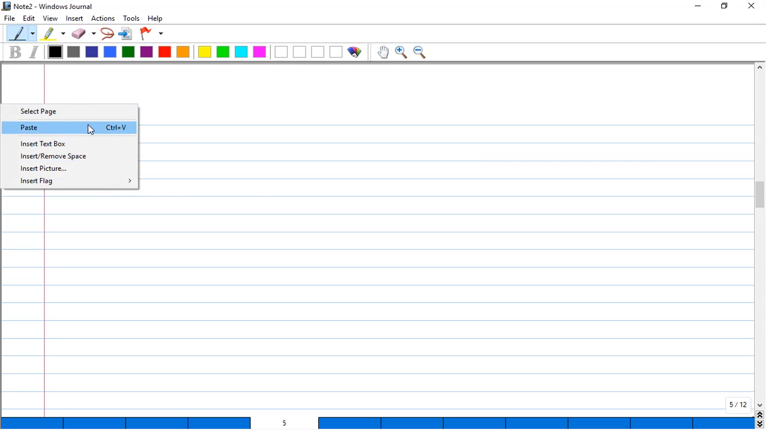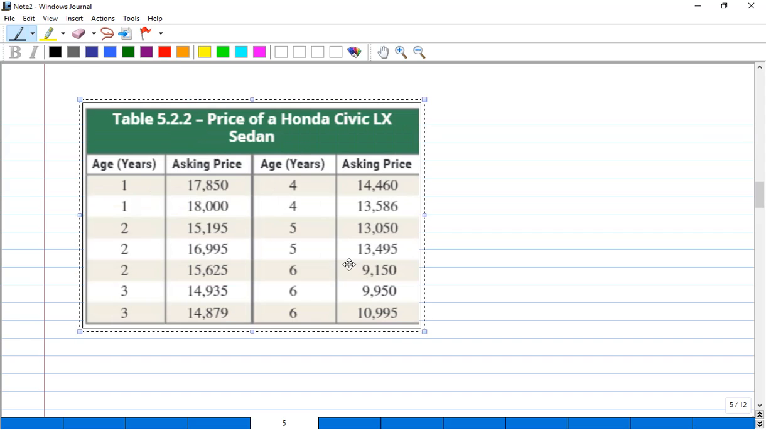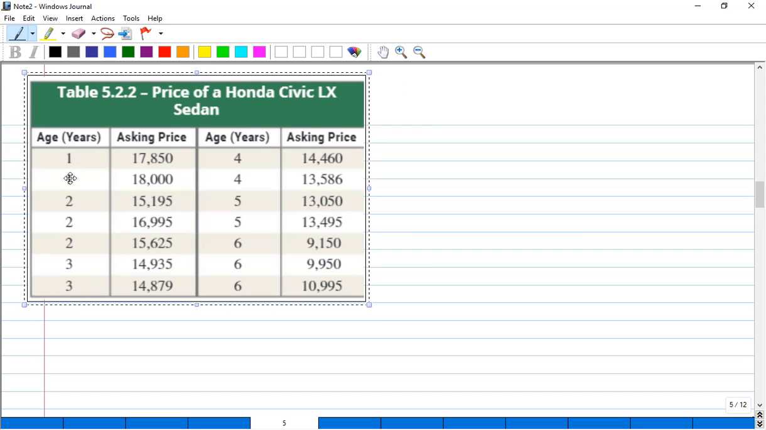It's a table that has two columns here. It's just, here's the age and here's the asking price. Of course we have multiple people selling this vehicle. That's how old it is, and so all the way down to 6 years old. Okay.